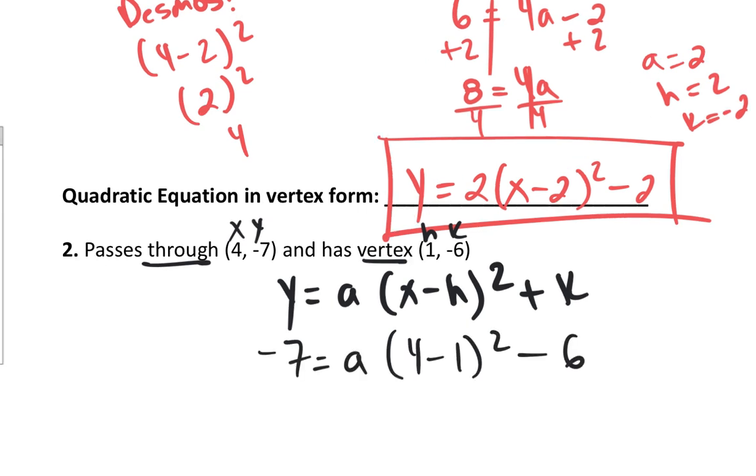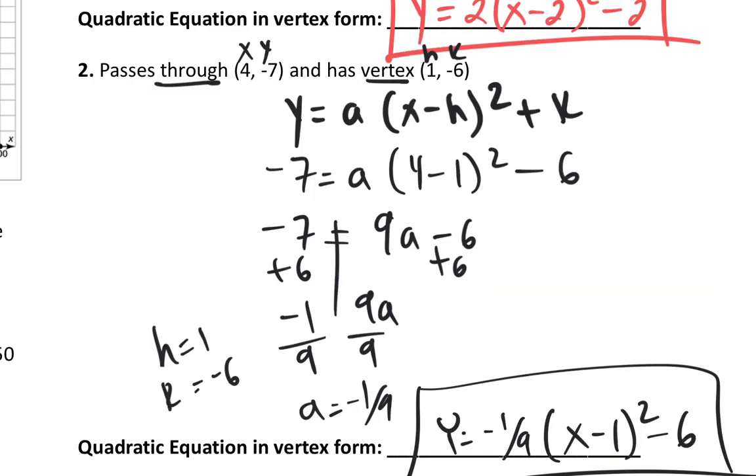Check that this is what you got when you plugged in. And now we're going to start by simplifying this part and then solving for a. Go ahead and try it. So here's what I got. When I simplified the parentheses, I got 4 minus 1, which is 3. 3 squared is 9. Solve by adding and then dividing. And so I got my a to be a fraction, -1/9. Plug that in with the h and the k, and that's my new formula.